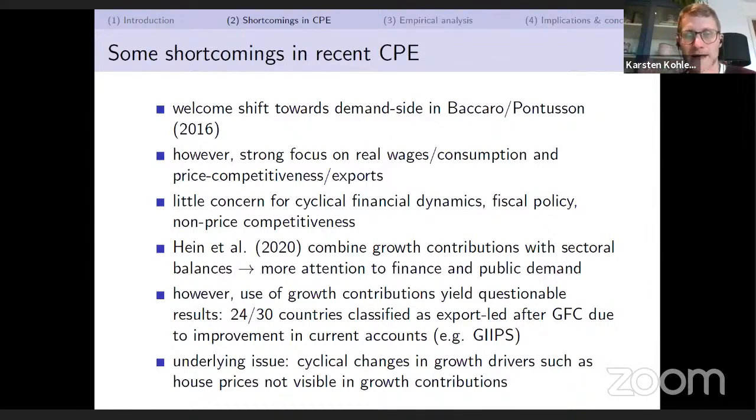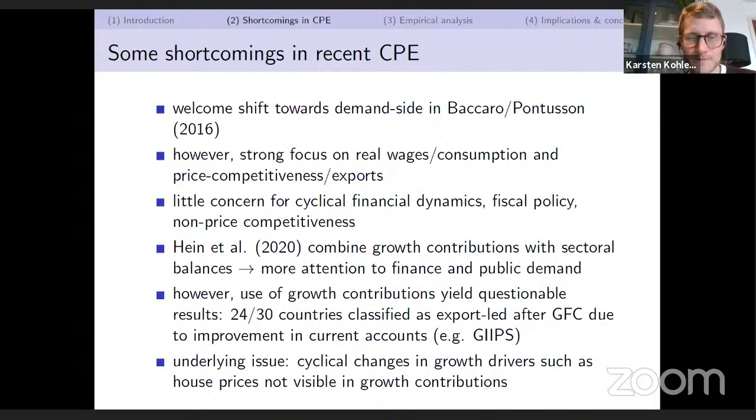Now, there's a very recent paper by Eckert and co-authors in the Review of International Political Economy, which also contributes to this growth models debate in comparative political economy. What they do is they utilize the growth contributions to classify growth models, but they combine that with the sectoral balances of the public sector, the private sector, and the foreign sector. In that way, they bring in slightly more attention to finance through those sectoral balances and also to public demand. And in that way, I think they do overcome some of the limitations in the earlier contributions to the growth models debate. They certainly broaden the analysis.